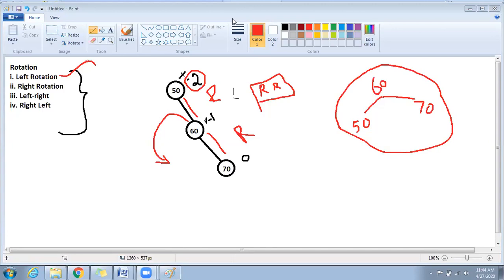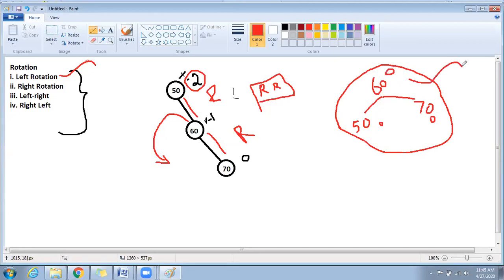Yes, ma'am. Okay, now check for the height balance. This is also 0. This is also 0. This is also 0. So is it an AVL tree? Yes, ma'am. Very good. So now we will see the next example.